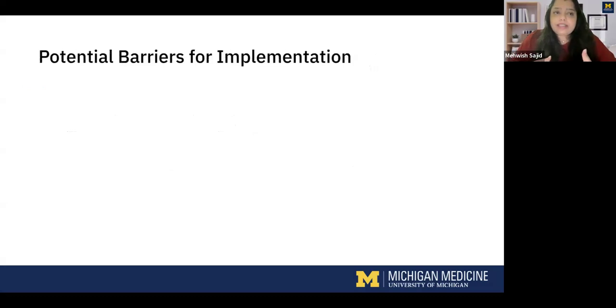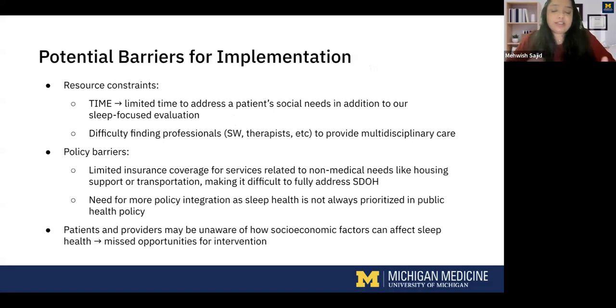So even though we've got the social determinants of health identified and potential ways to address them, there are still barriers out there for implementation. I think the biggest one we can think of is resource constraints. So time. When we're doing a sleep-focused evaluation, it can be difficult to address the patient's social needs in addition to our sleep-focused evaluation, or you might not even know what to do when, during a substance review, a patient says they're drinking 6 or 7 drinks a night, and you recognize how problematic that is, but you're not sure how to actually get them engaged in services to promote alcohol cessation.